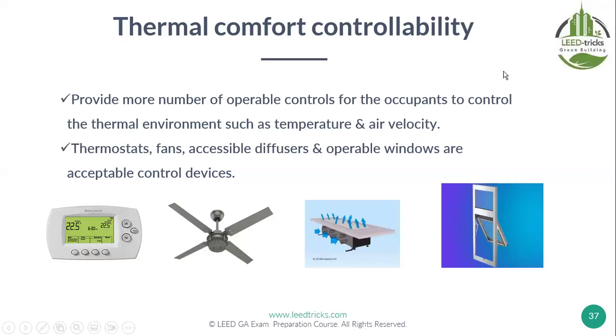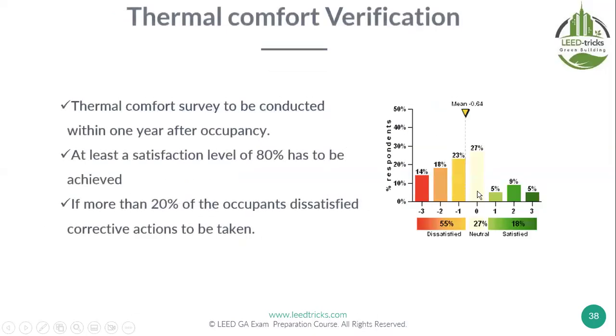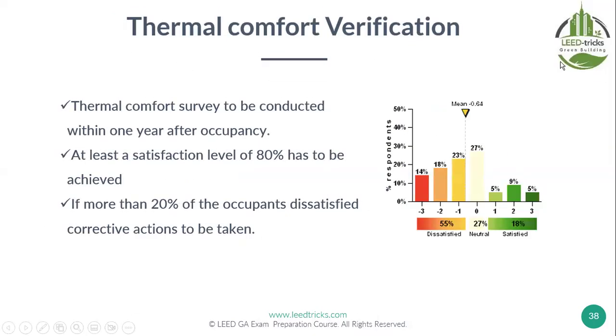Thermal comfort controllability: you need to provide in every space one of these ways to control the temperature. And you need to make a survey. We call it the thermal comfort survey. This is the only survey in LEED up to now. What survey? 80% satisfied is okay, meaning 20% not satisfied. But if more than 20% are not satisfied, you need to take corrective action and check what the thermal comfort issues are, and why more than 20% are not satisfied.